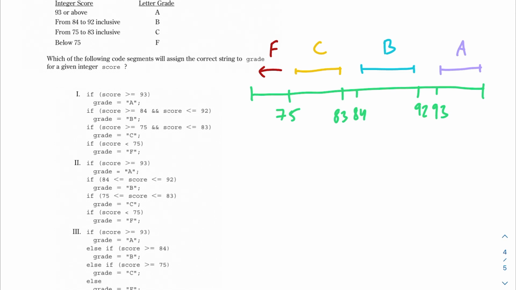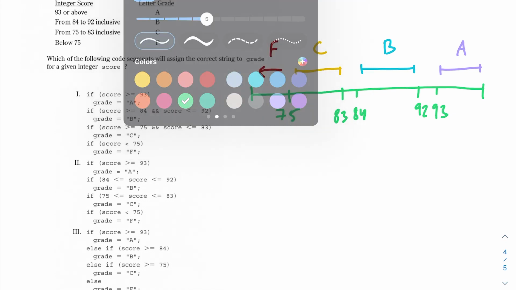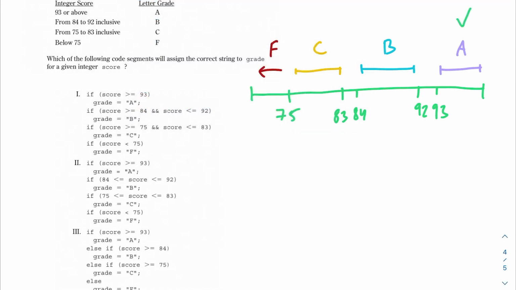So let's look at the first code segment to see if this gives us what we want. It says if the score is greater than or equal to 93, the grade will be A. That seems to check out. It says 93 or above, so 93 inclusive or greater. That's exactly true. Now it has a separate if statement for B. It says if it's greater than or equal to 84 and less than or equal to 92, you're going to get a B. So that's also true.